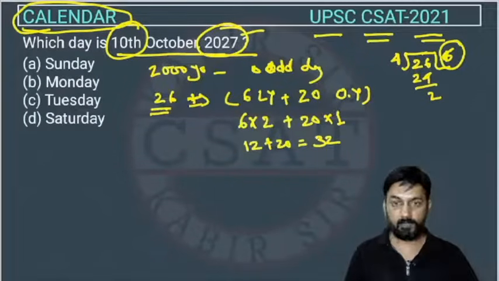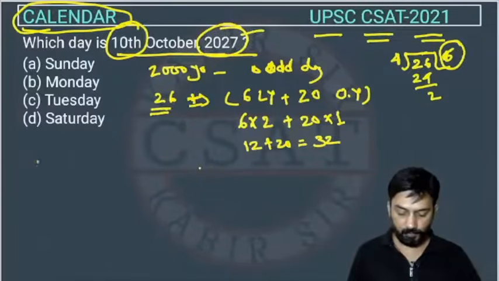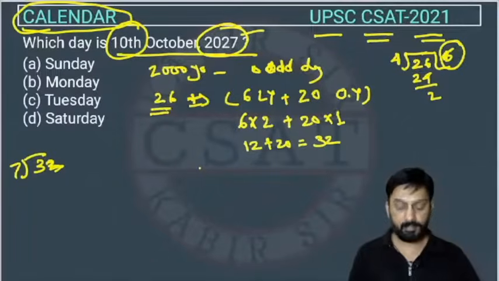This 32 we will divide by 7, right? So how many odd days will we get? We will again divide 32 by 7 to find the odd days, right? So the odd days will be how much? 7 4s are 28, right? So 4 odd days are remaining.